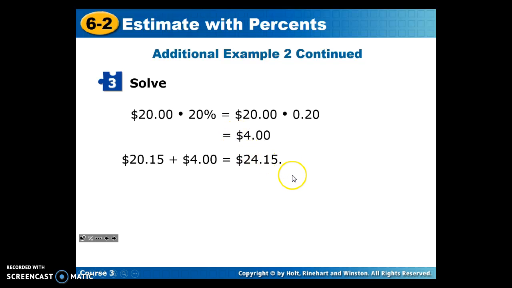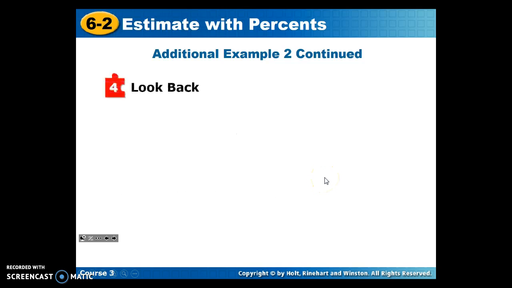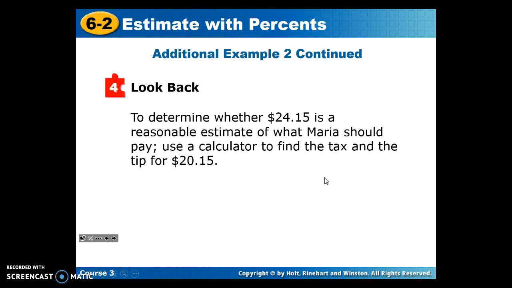Now the question was, what is the total she should pay? She already has to pay the $20.15 exactly, plus about $4, so she could pay $24.15. Looking back, was this reasonable? She's not going to just leave $4 because that's not paying for the bill. The $4 is the tip with tax, so $24.15 does make sense.